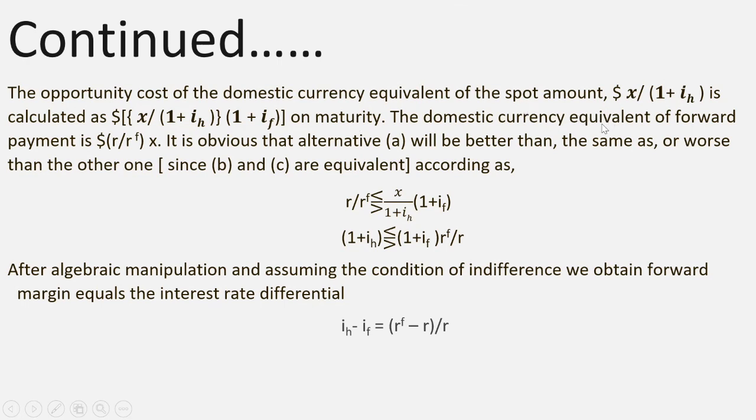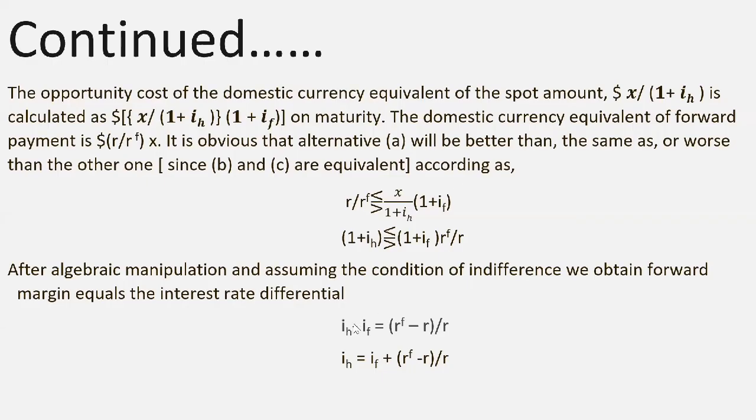The domestic currency equivalent of forward payment is $R divided by RF into X. It is obvious that alternative A will be better than, the same as, or worse than the other one, according as R divided by RF is better than, worse than, or equivalent to X divided by 1 plus IH 1 plus IF, or 1 plus IH is equal to, less than, or greater than 1 plus IF RF divided by R. After algebraic manipulation and assuming the condition of indifference, we obtain forward margin equals the interest rate differential: IH minus IF is equal to RF minus R divided by R.